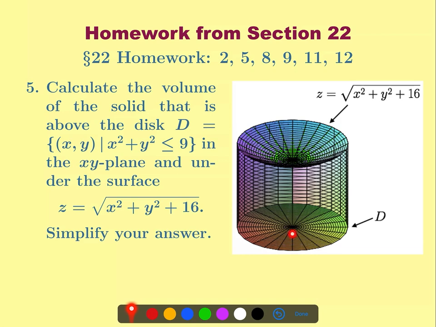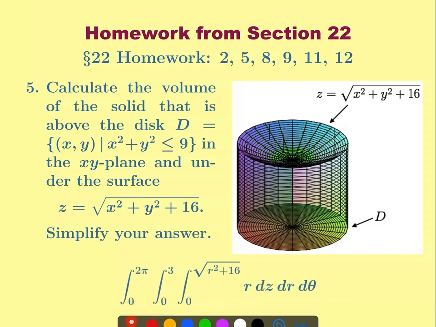Z goes from the bottom, where z equals 0, the xy plane, to the top, where z equals the square root of x squared plus y squared plus 16. Now we want to put this in cylindrical coordinates, so I need to rewrite this. This will be z equals the square root of r squared plus 16, since x squared plus y squared is r squared.